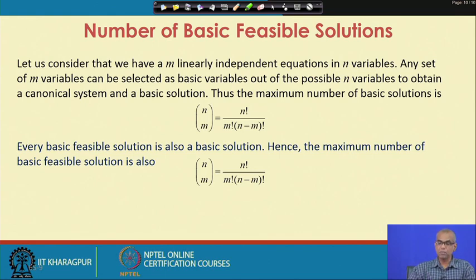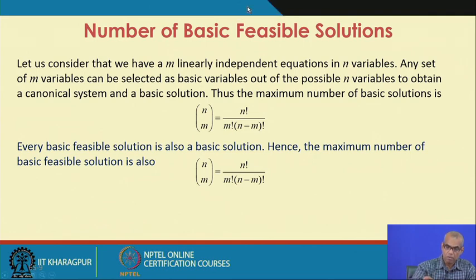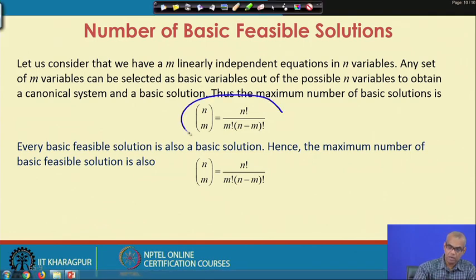Thus, the maximum number of basic solutions is nCm, which is factorial n divided by factorial m into factorial n minus m. Every basic feasible solution is also a basic solution, hence the maximum number of basic feasible solutions is also nCm, which is factorial n divided by factorial m into factorial n minus m.